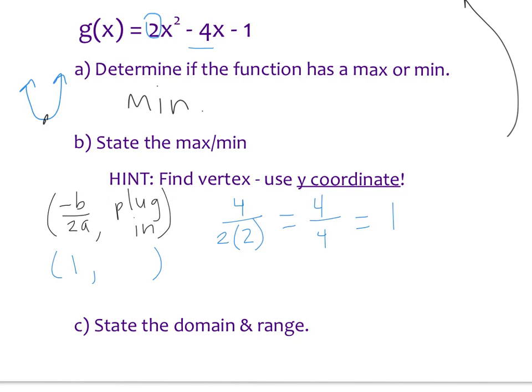So I'm going to plug that in, 1, whenever I see x in my equation. So 2 times 1 squared minus 4 times 1 minus 1. And again, that equation is right there that I'm using. And 1 squared is 1, and 1 times 2 is 2. Minus 4 times 1, and 4 times 1 is 4, minus 1. So 2 minus 4 minus 1 is negative 3. So my vertex is (1, negative 3).